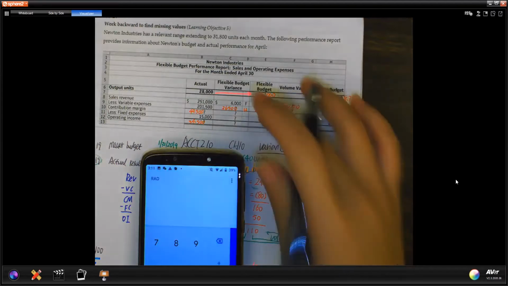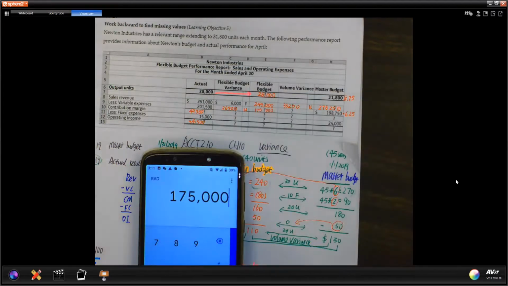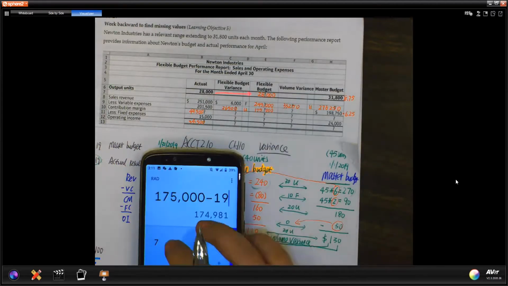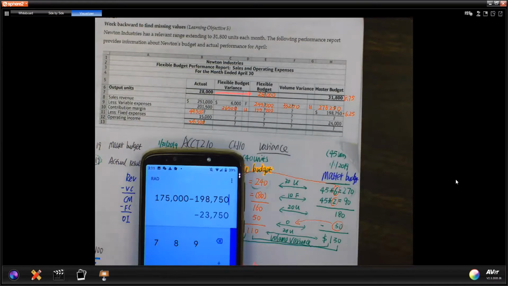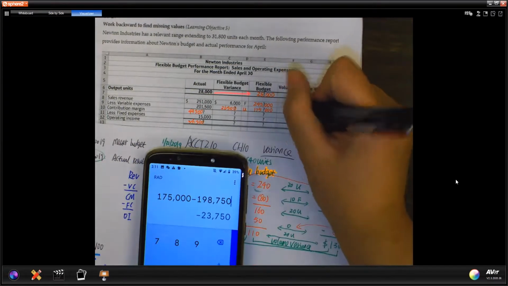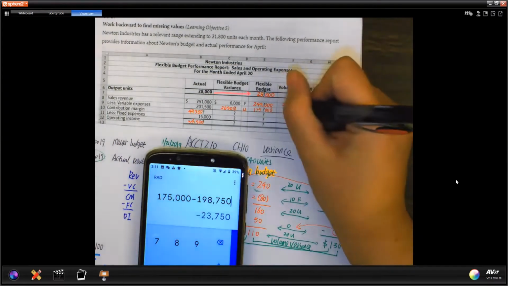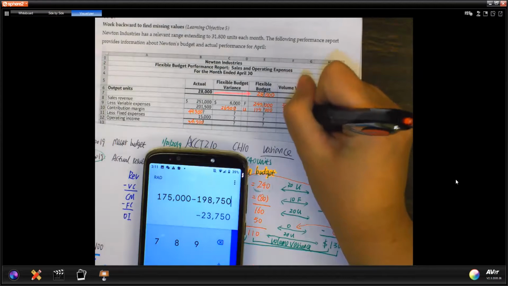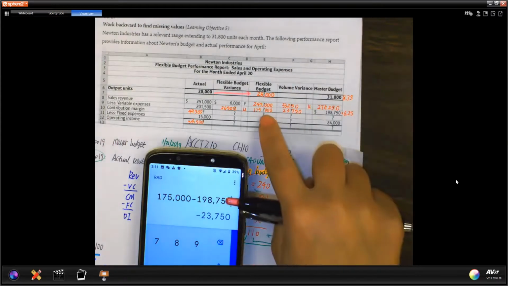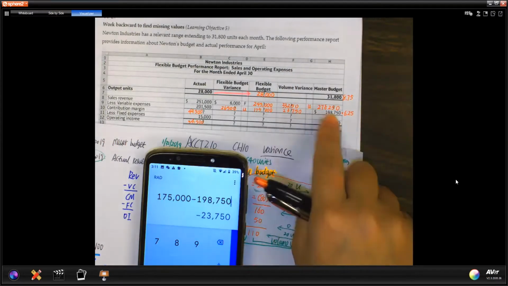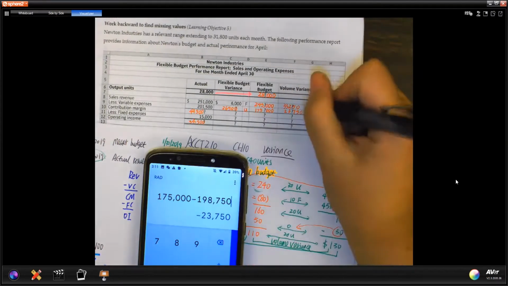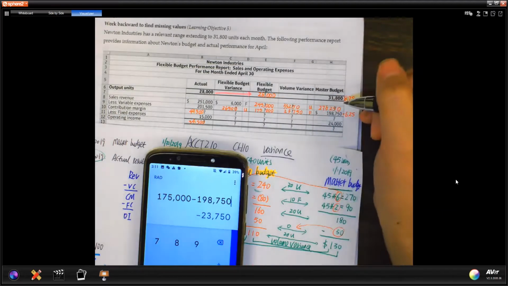And then we do the number 175,000 minus 198,750. So you got this number, 23,750. And then your left side cost is lower than your right side cost, so that will be favorable.